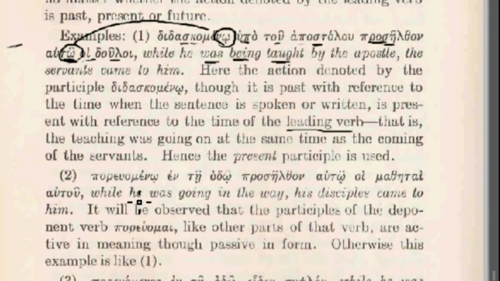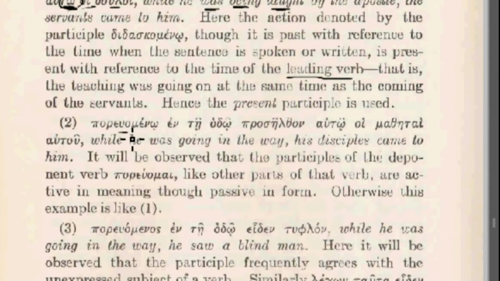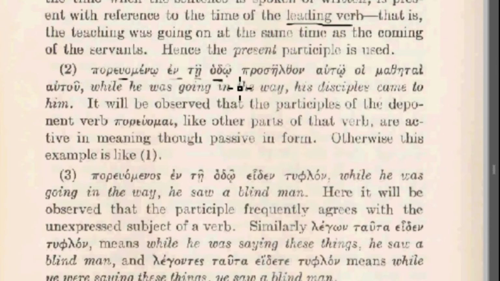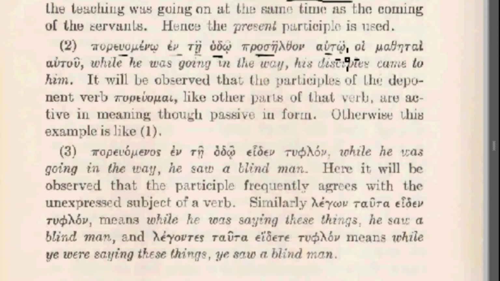If we look at this next example, poreuomenoi en te hodo, proseilthon auto hoi mathetai autou. Now I see here we have poreuomeno. This is from poreuomai, I go. It's deponent. And so this ending, of course, is going to be middle or passive, but because it's deponent, it still has an active ending. So I'm going to translate it going. I've got the word go. I put -ing on the end, and we'll leave it there for now. We'll see what transpires in the rest of the sentence.